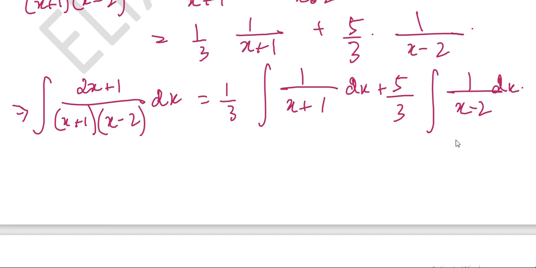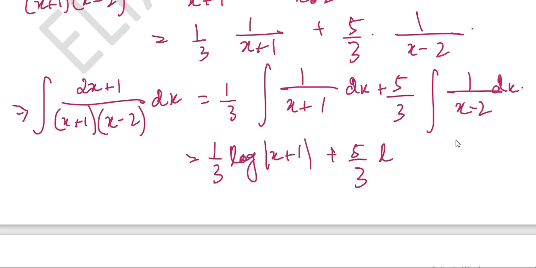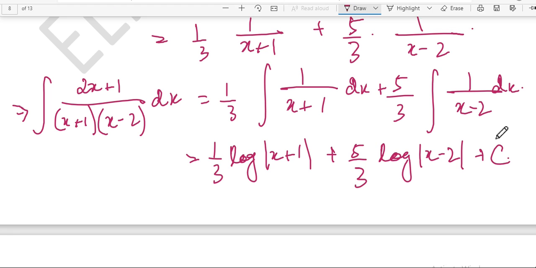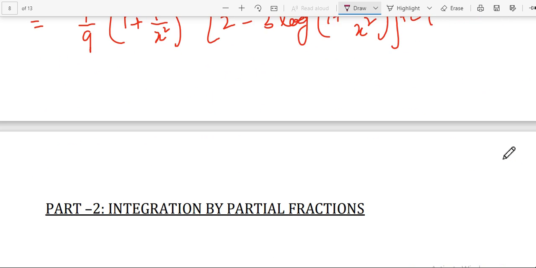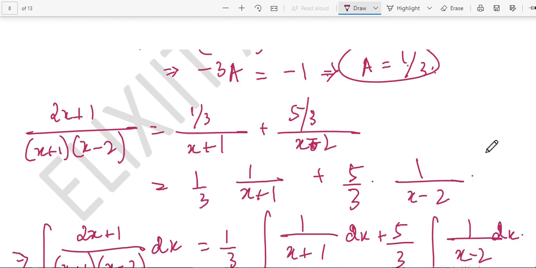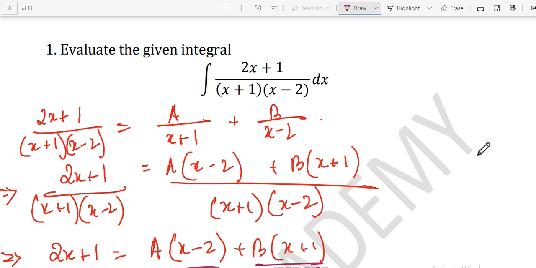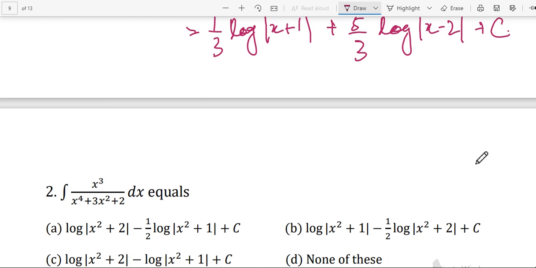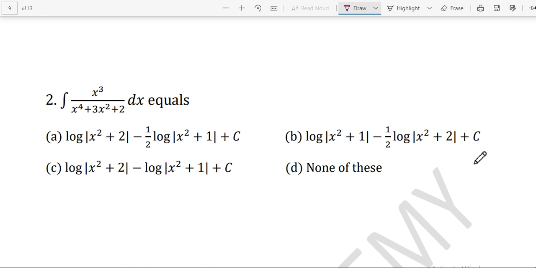Now it is very easy to integrate. This is 1 by 3 log mod of x plus 1 plus 5 by 3 into log mod of x minus 2. Let's see. This is one process of integration by partial fractions. So this is the answer. So let us do one more problem.